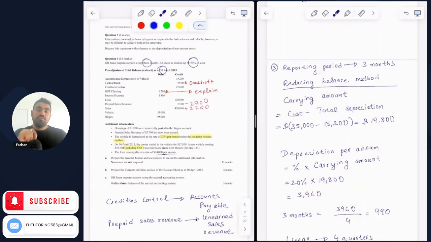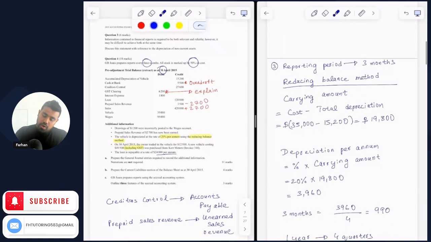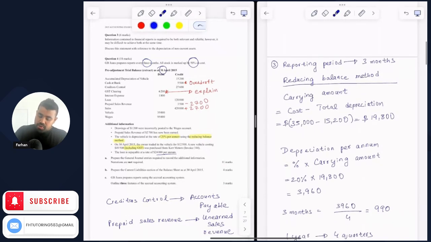Always check the reporting frequency prior to doing the balance sheet adjustments. And the very first line of the question says, the reporting frequency is every 3 months, which is every quarter, all right? So if the reporting period is 3 months and we are given the annual depreciation, which is for 12 months, then how do we convert this 12-month value of 3,960 into a 3-month value?